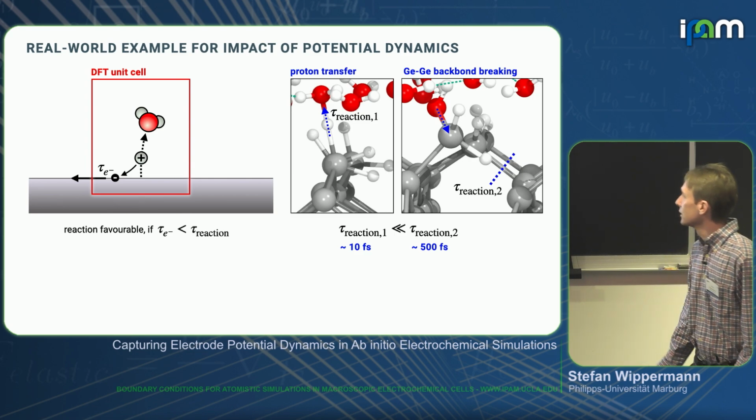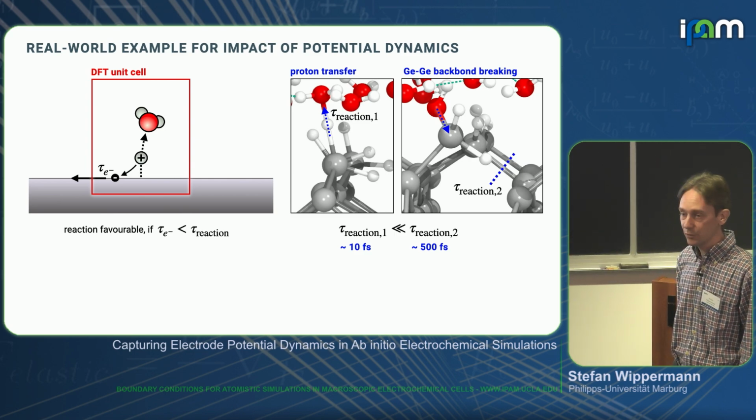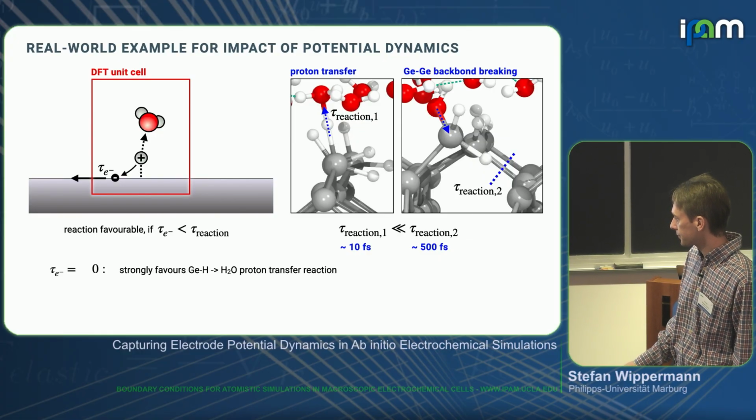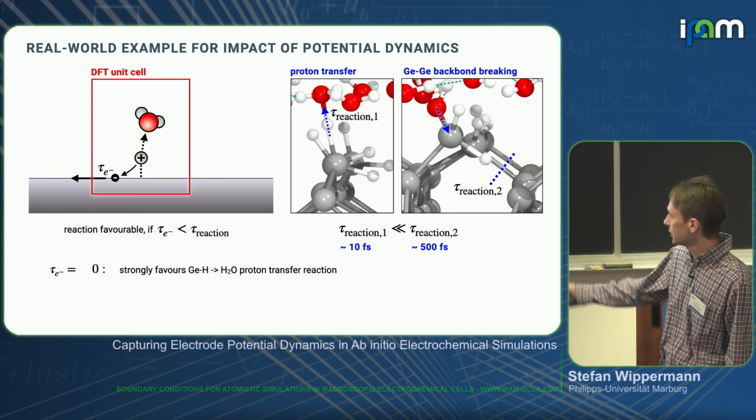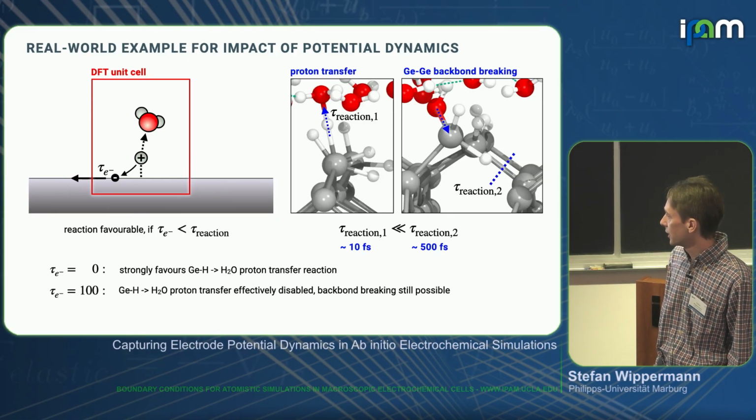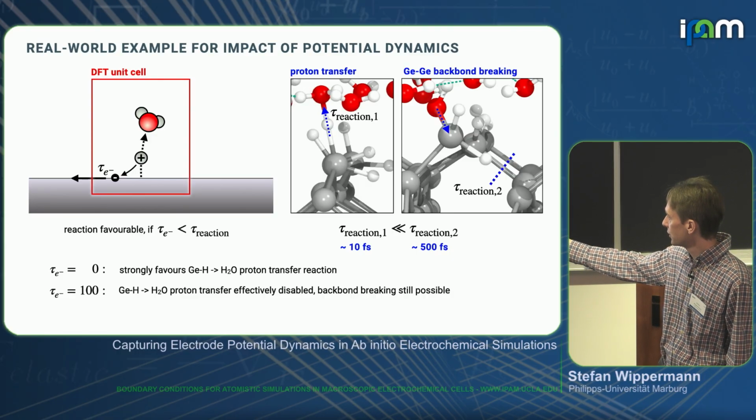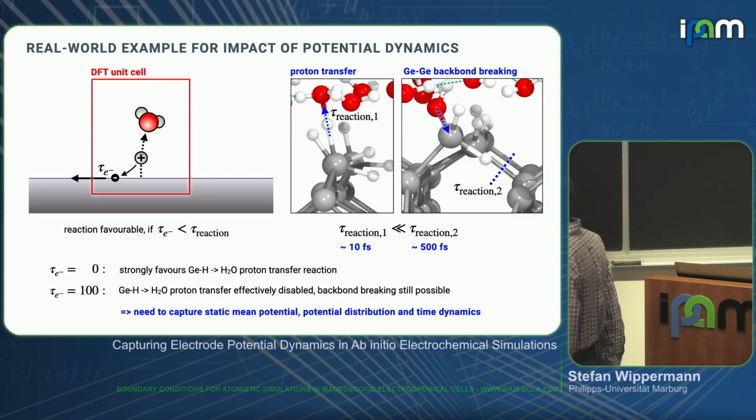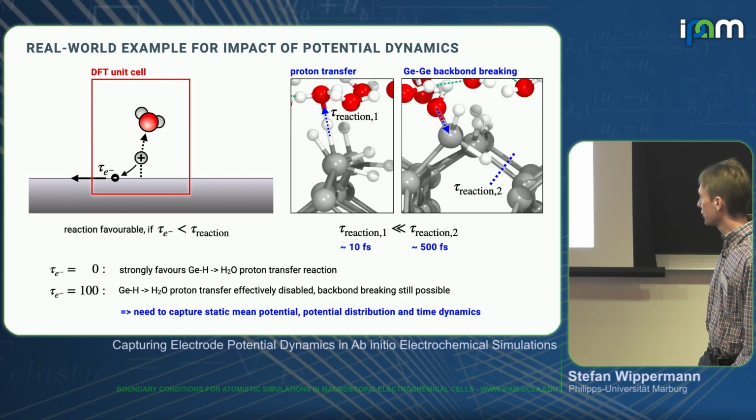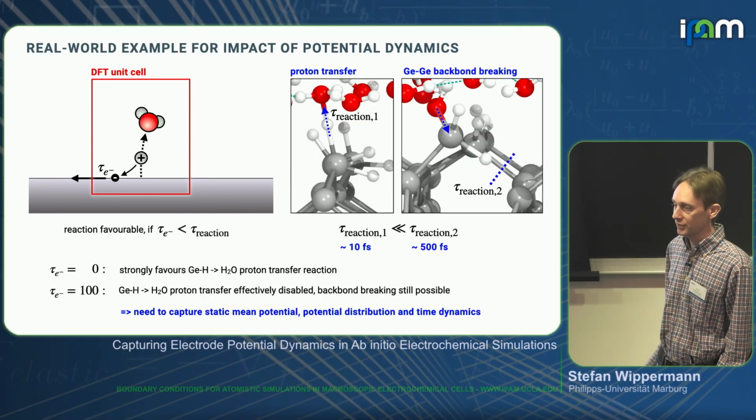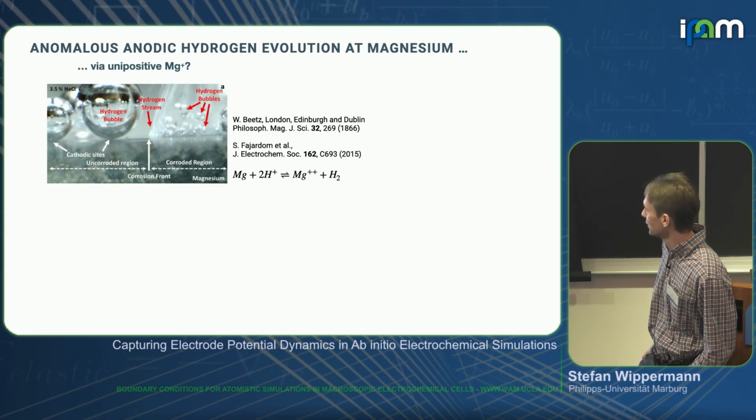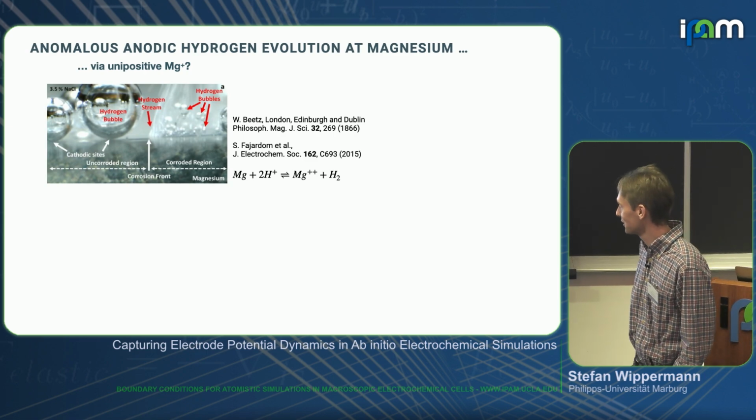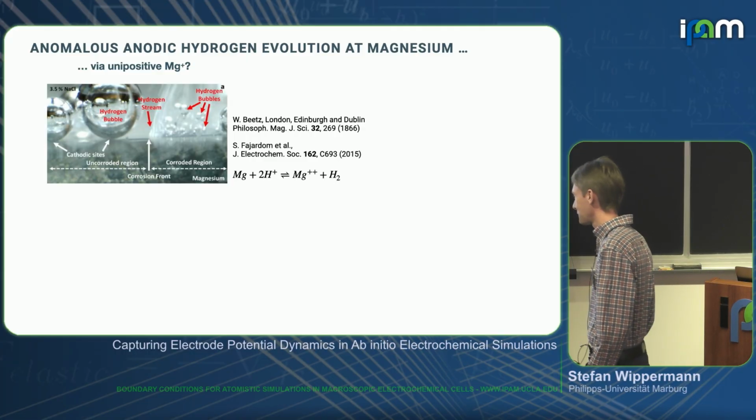When you look at that, this proton transfer reaction takes about 10 femtoseconds to proceed, whereas the back bond breaking takes about 500 femtoseconds. So if you have a very small time scale, we can favor this reaction, whereas if we have a larger time scale, then this one becomes suppressed and only this one remains visible. So there's a need to capture the static mean potential, the potential distribution, and also its time dynamics. I guess I have only 5 minutes left, so I'll just jump this.